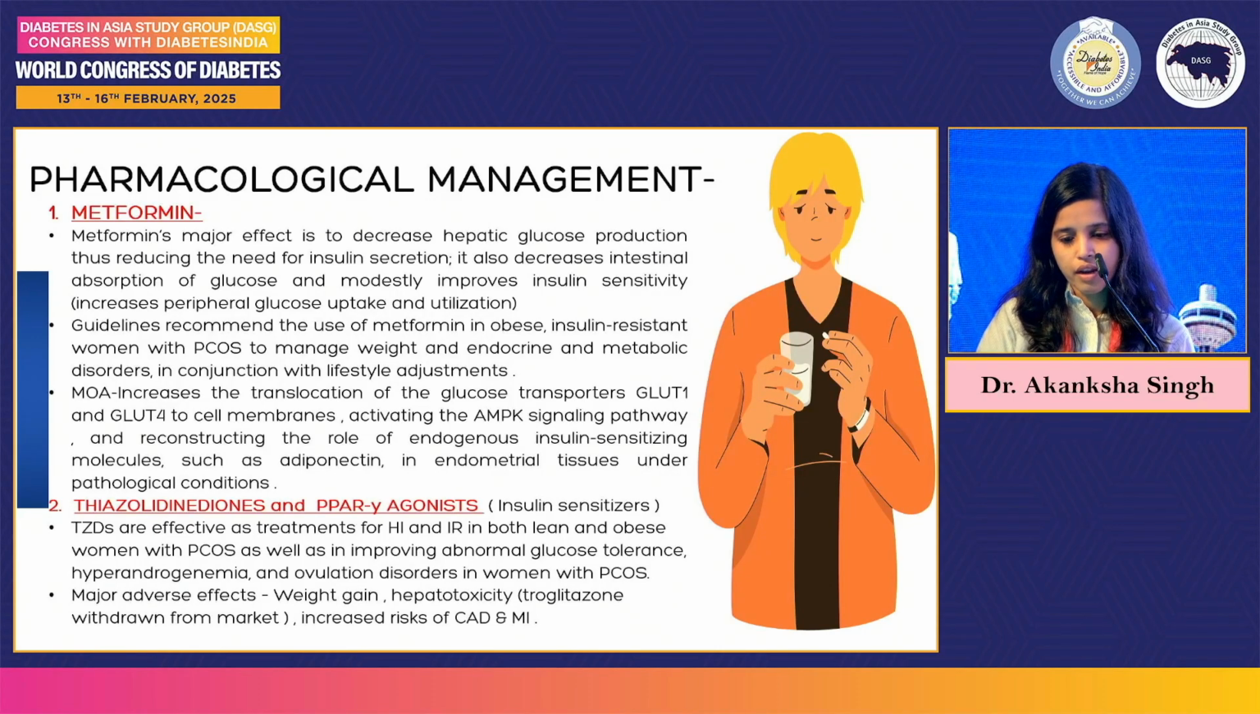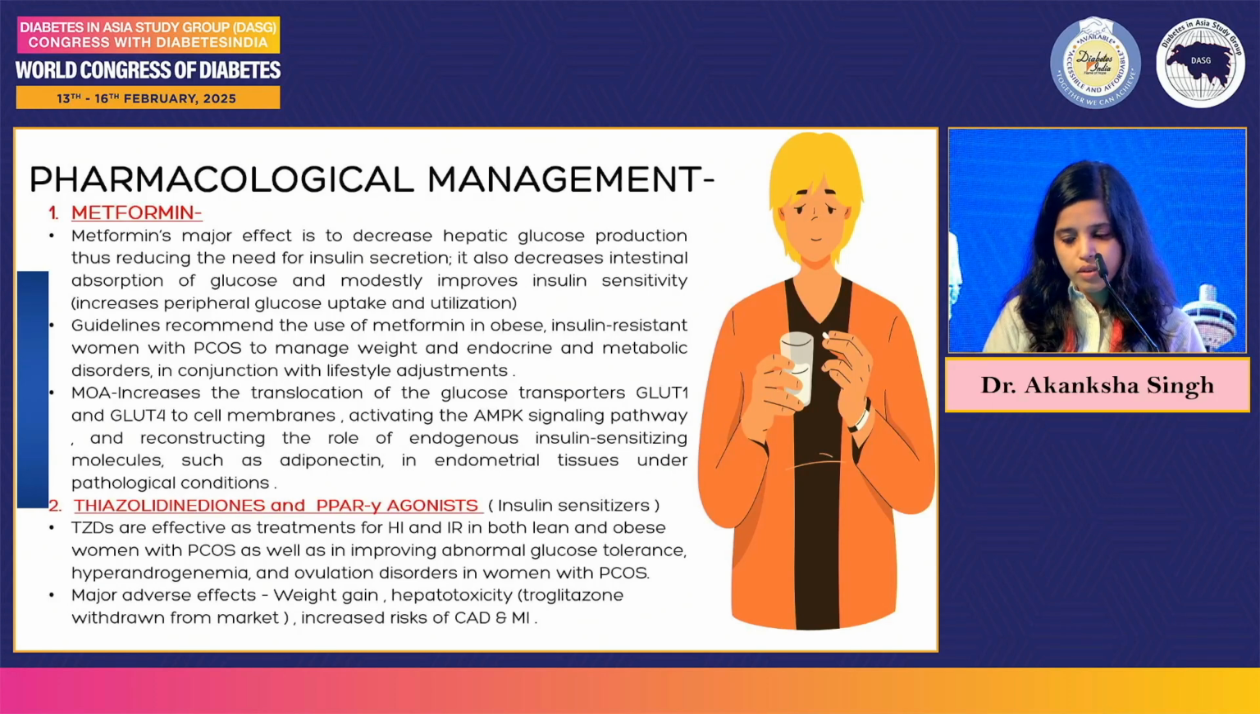First is metformin. Its major effect is to decrease the hepatic glucose production, thus reducing the need for insulin secretion. It also decreases intestinal absorption of glucose and improves insulin sensitivity. The guidelines also recommend the use of metformin in any obese insulin-resistant woman with PCOS to manage weight and endocrine and metabolic disorders in conjunction with lifestyle adjustment. Mechanism of action being increasing the translocation of GLUT1 and GLUT4 to the cell membrane, activating the AMPK signaling pathway, and restoring the role of endogenous insulin sensitizing molecules such as adiponectin in endometrial tissues.